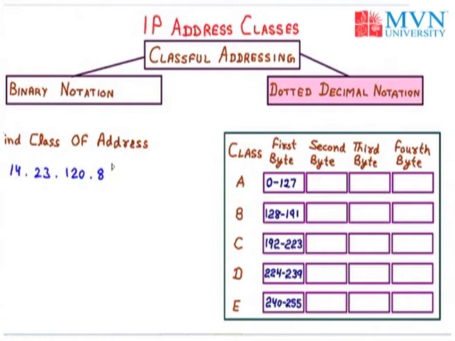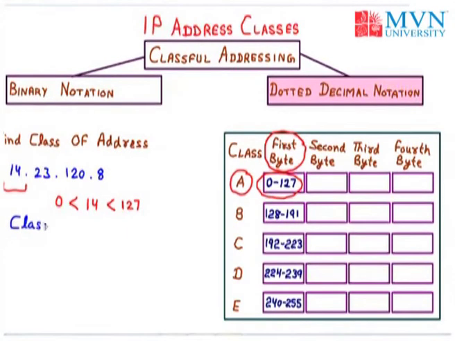First of all, we will check the first byte. Our first byte is 14. Now 14 is in the range of 0 to 127. 14 is greater than 0 and less than 127. So it is in the range of class A. That means this is an IP of class A.